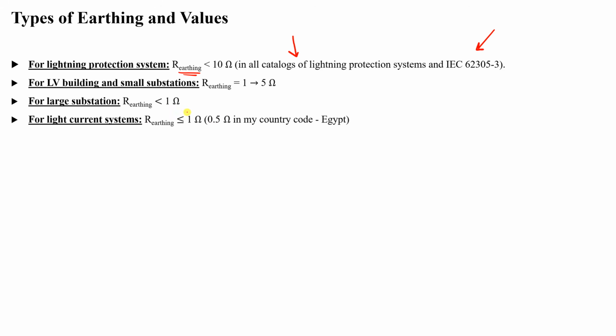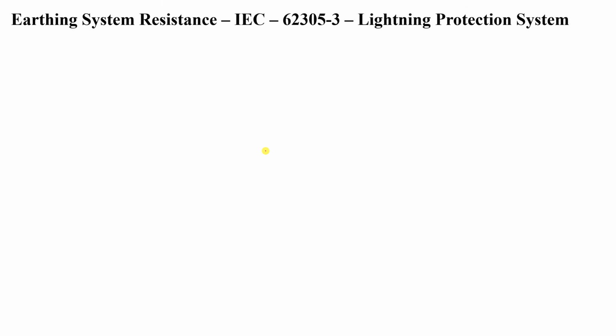However, in other national standards, it gives you different values based on how critical the building itself is, and the data center or telecommunication system, as we are going to see in the next slides. Okay, so I'm going to show you where these values came from, so that you already know where these values come from.